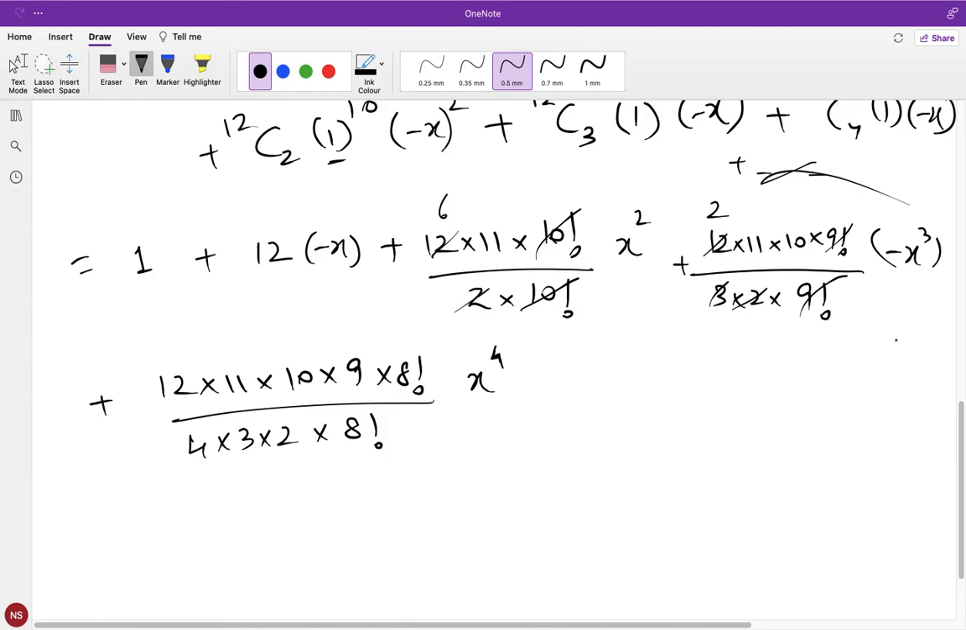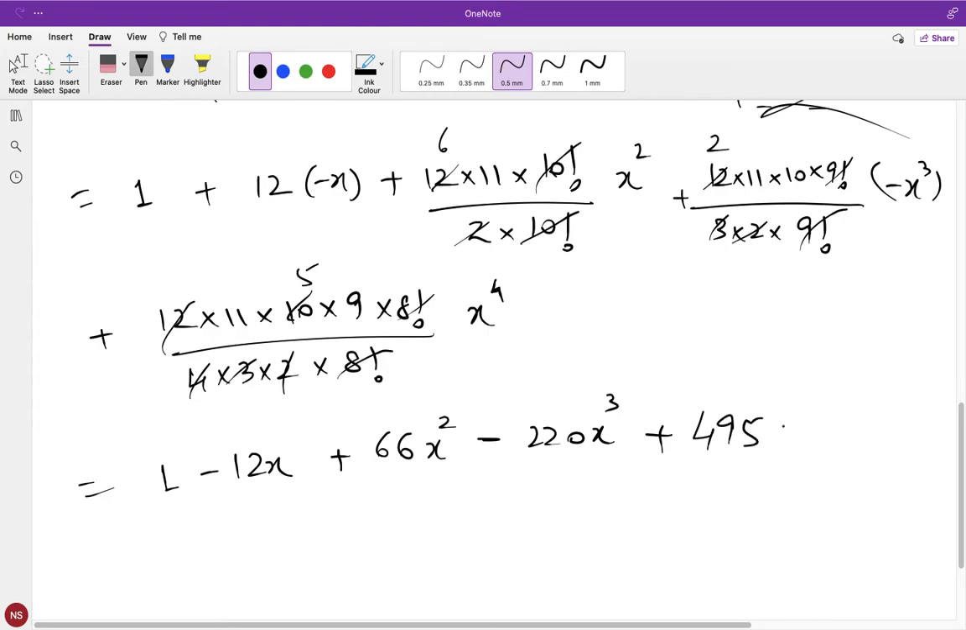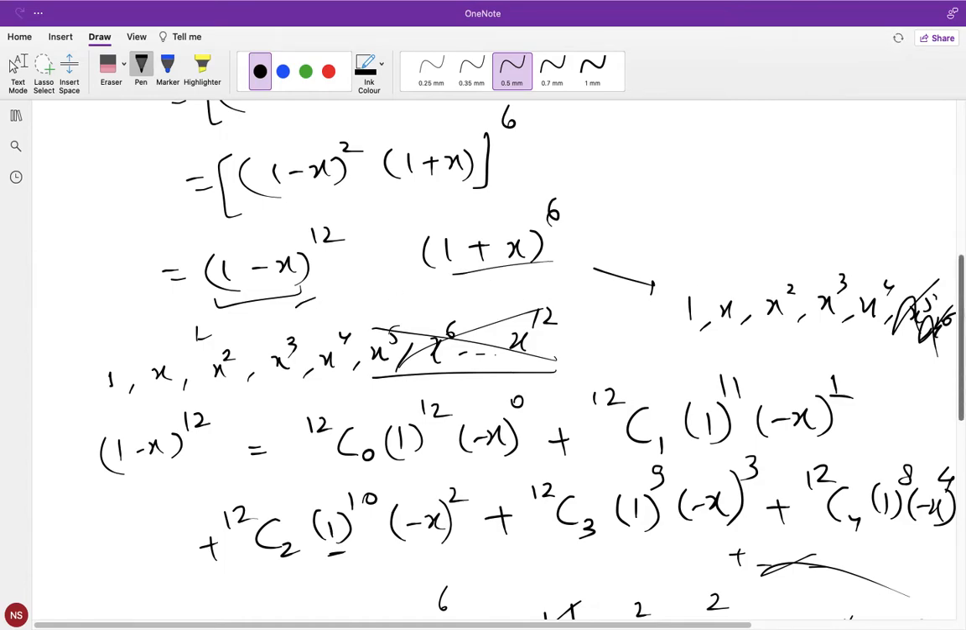So this is 6. So what do I have? 8 factorial gone, 4 times 3 is 12 gone, 2 times 5 is 10 gone. So 1 minus 12x plus 66x squared minus 22 times 10, 220x cubed, plus 11 times 5 is 55 times 9 is what? 55 times 9, 495 I guess. Yes, 495 x raised to the power 4. One series is done, this one. Now I will look at 1 plus x raised to the power 6.